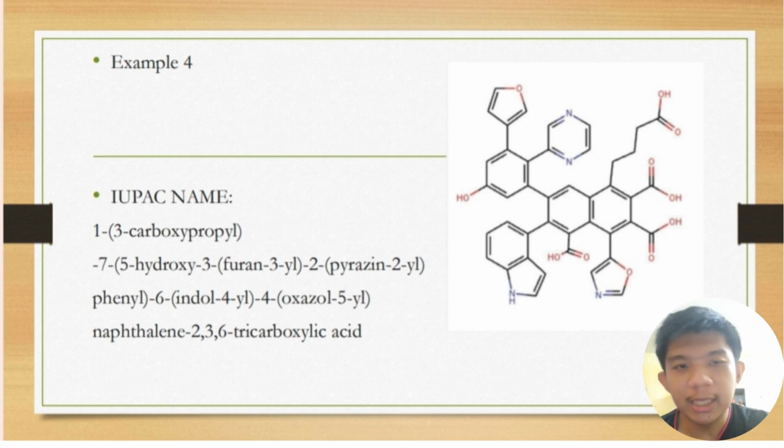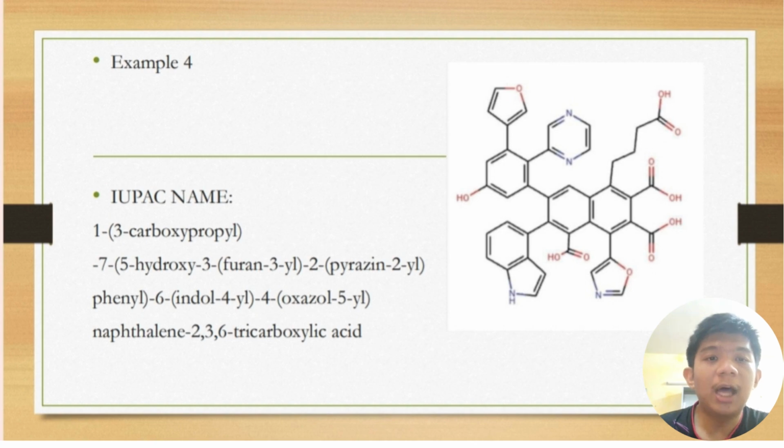Okay, let us look at the last example, example 4. This molecule is also very complicated. It has polycyclic, polyfunctional groups, and a heterocyclic structure. In this case, we have to find the largest parent chain, the largest ring or chain that has the most carboxyl groups.